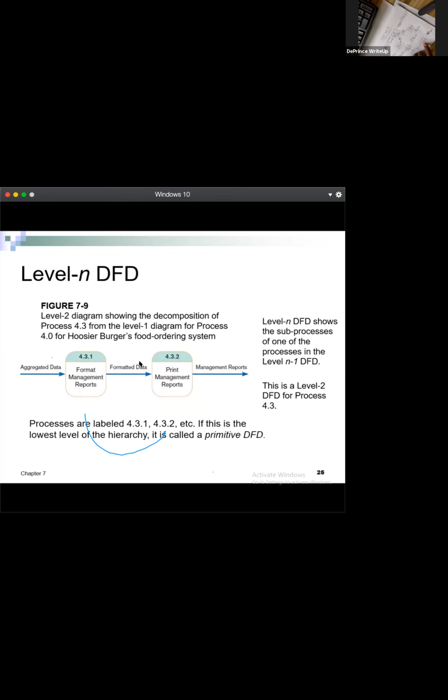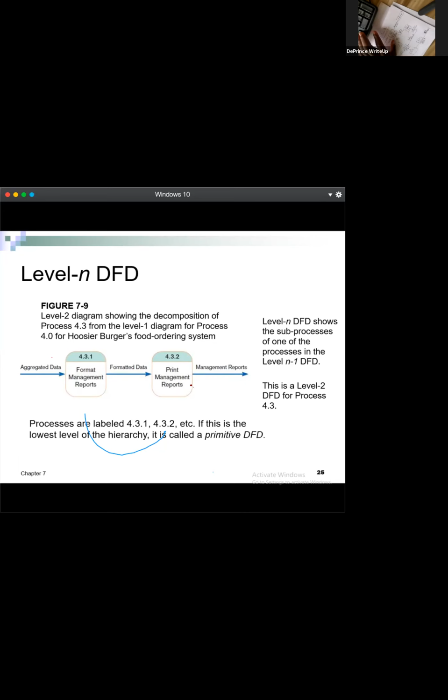4.3.1 because they want to format the data and print. So 4.3.1 will now be format, instead of just prepare the report, but there are many processes inside prepare report, right? So they want to show those processes. That is why you break it down into the next level. Format management report. And then formatted data, print management report. You see, there are 2 more processes inside that initial process. So this is what is being done when you break down processes from one level to the other.